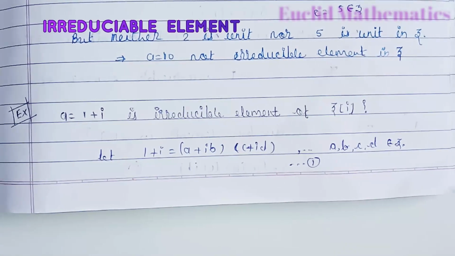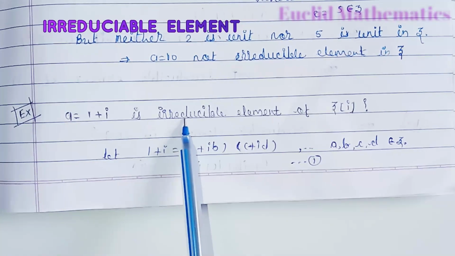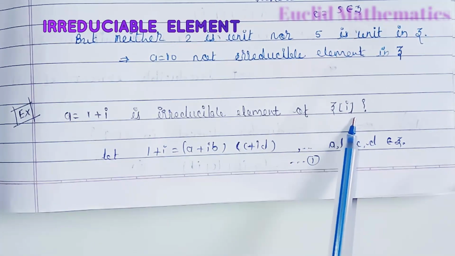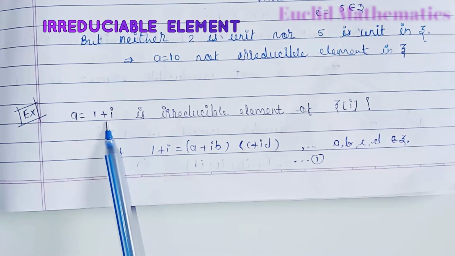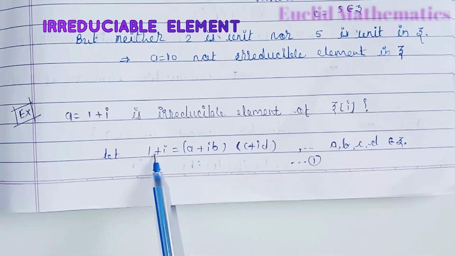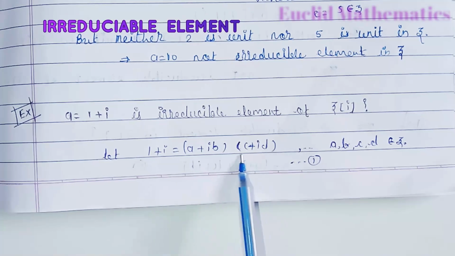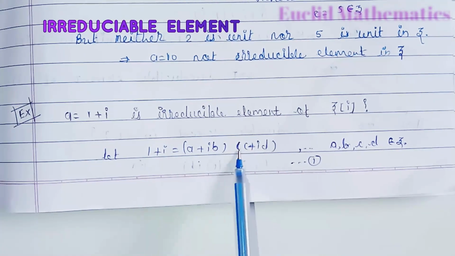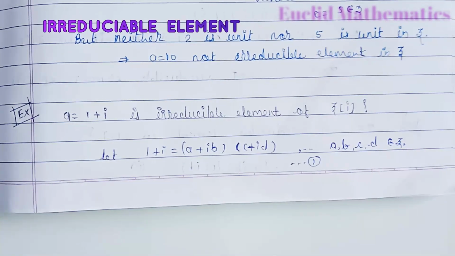Let's see one more example here. The next example: A equal to 1 plus i. We want to check whether it is an irreducible element of Z[i] or not. So try to write that non-zero non-unit element as a product of two elements. So 1 plus i is written here as a plus ib and c plus id, considered as factor polynomials, where a, b, c, d are taken from Z.